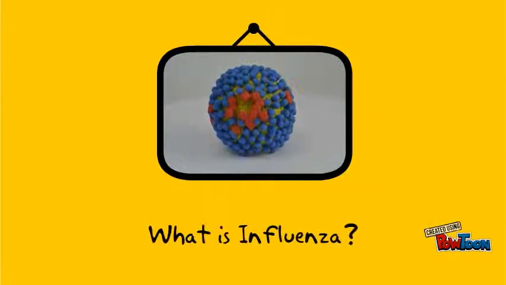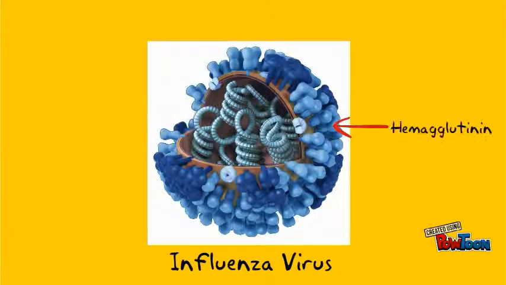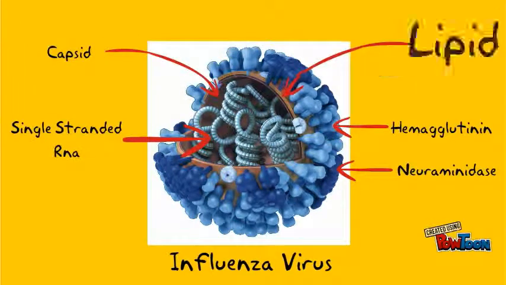What is influenza? Influenza, also known as the flu, is a highly contagious viral infection of the respiratory passages, causing fever, severe aching, and catarrh. It often occurs in epidemics. The flu's pathogen is known as the influenza virus. Its main parts are the hemagglutinin, neuraminidase, single-stranded RNA, capsid, and lipid envelope.